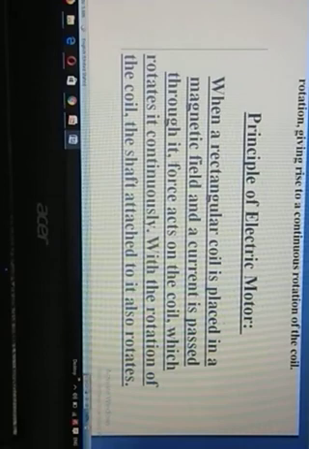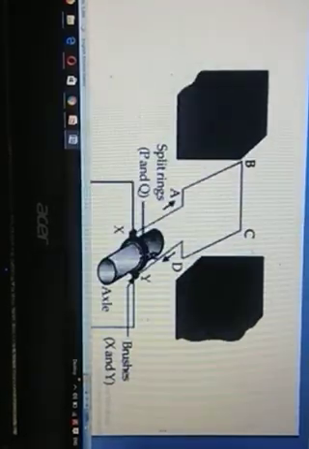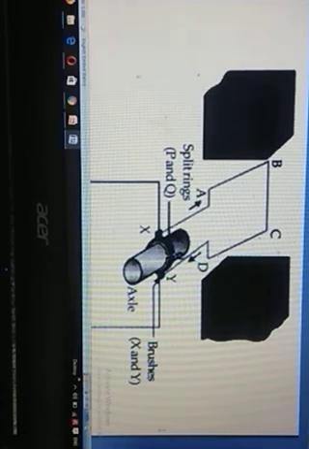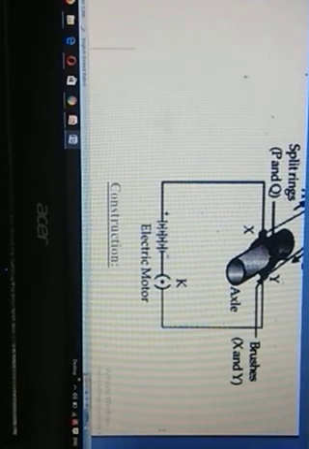So we need to learn about the principle again. When a rectangular coil is placed in a magnetic field and a current is passed through it, a force acts on the coil which rotates it continuously. With the rotation of this coil, the shaft attached to it also rotates. You need to know N and S, these are the two poles of a bar magnet. Here ABCD is the rectangular coil. P and Q show a split ring. X and Y are the brushes, and there is a commutator.